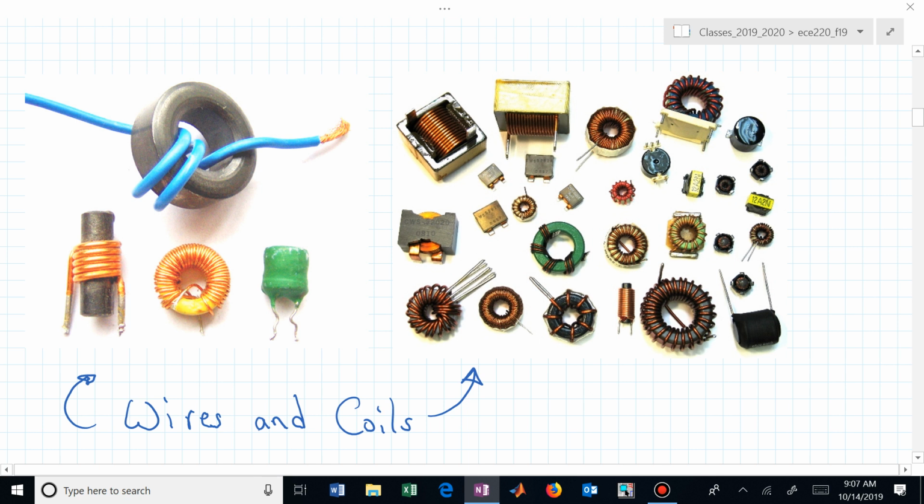You can sort of envision or think about these particular circuit elements versus what we've been talking about, which so far have been resistors and op-amps. So think wires and coils for an inductor.